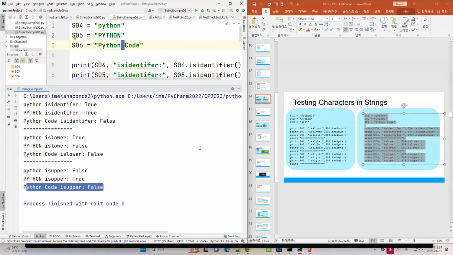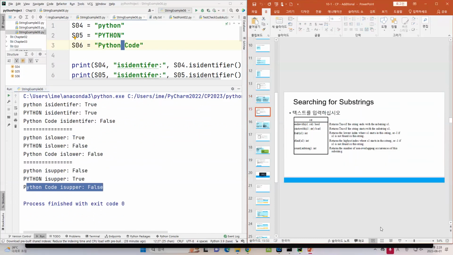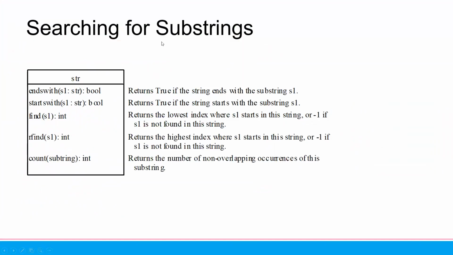Okay, we can search for a substring. What is a substring? The substring means if I have "welcome", so this is a string, "come" is a substring. "ome" is also a substring. Okay, so we can check what the substring is.